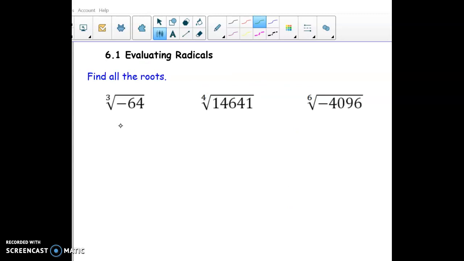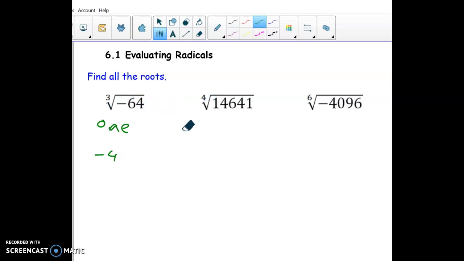Okay, so the first one is going to have one solution because it's odd and negative. So you can type it in your calculator. It's going to have one solution, and it's just going to be negative 4. And again, if you're not sure, type that in the calculator and you'll see.